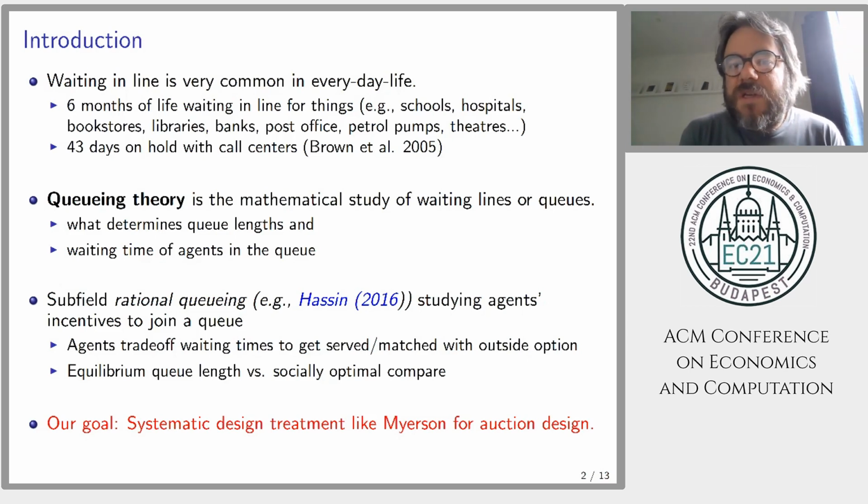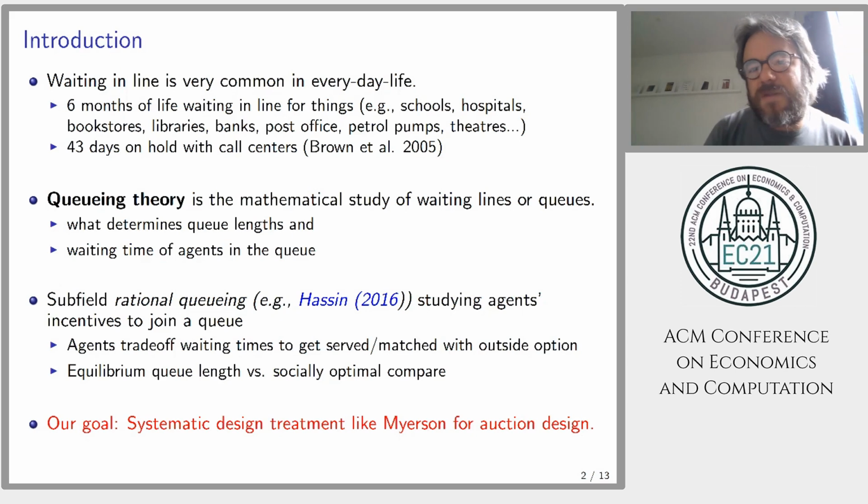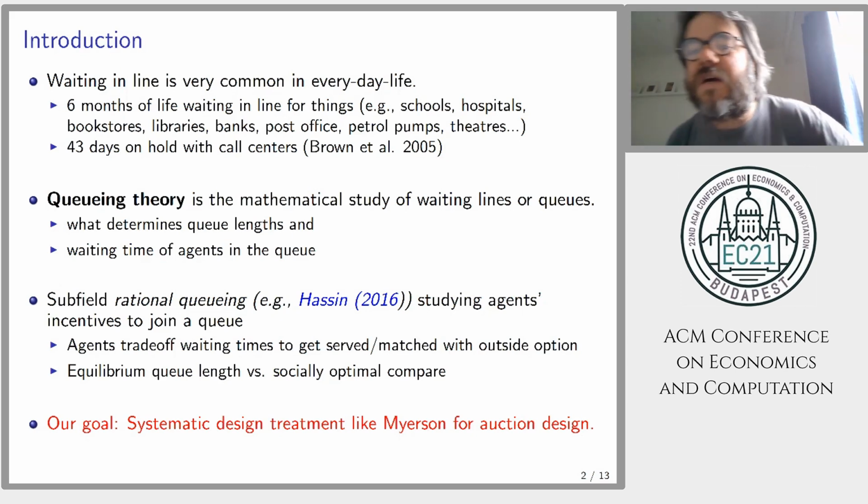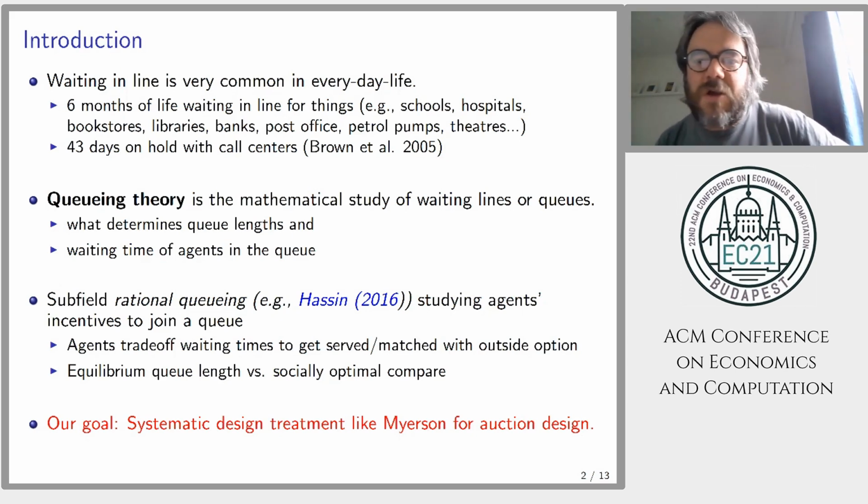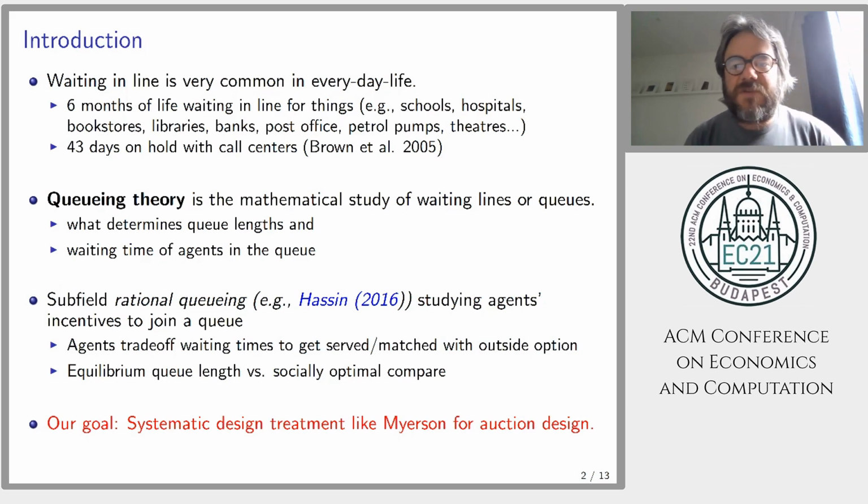It's well known that waiting in line is a very common phenomenon. There are studies evaluating to 6 months the time you spend while waiting for things like schools, bookstores, post office, and call centers, for instance. There is a branch of math, which is called queuing theory, which studies waiting in lines or queues. And one goal is to try to understand what are the determinants of the queue length and what are the determinants of the waiting time of agents in the queue.